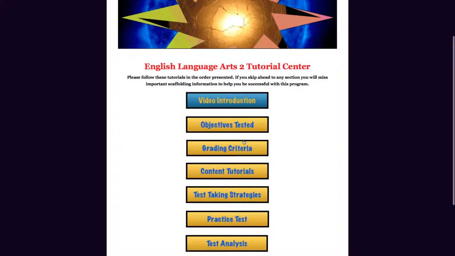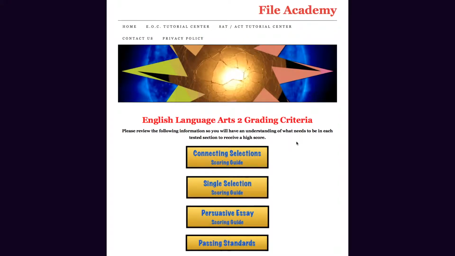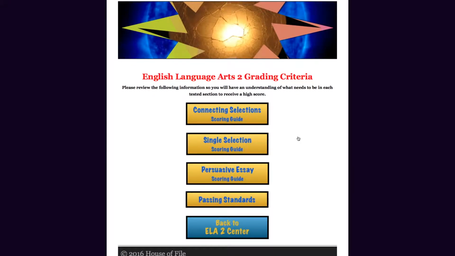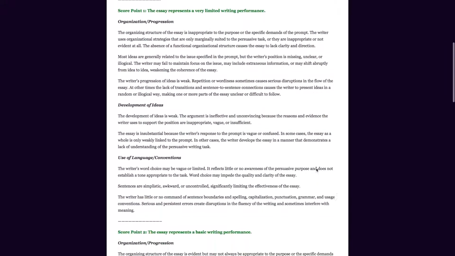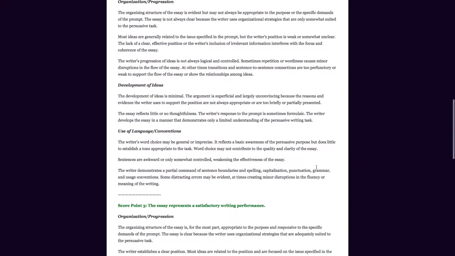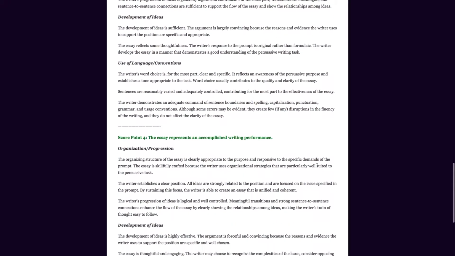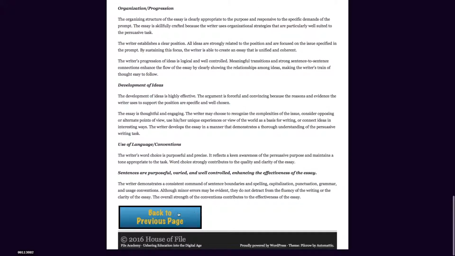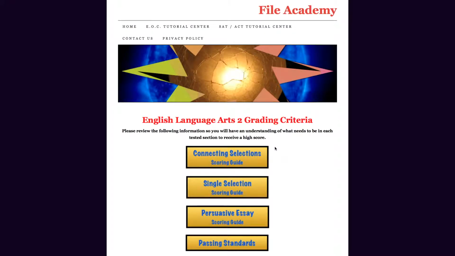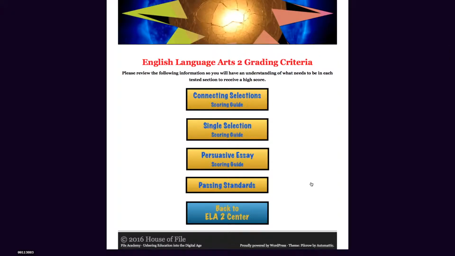Then we also show the grading criteria, and this is the criteria for the actual selections. So say you have a persuasive essay in ELA 2, and this shows what the scoring guide is, what the TEA graders actually look at to give you your score points, 1 through 4. So read over that, and if you know what they're grading, it makes it easier to get a very good grade. We do the same thing for each of the connecting selections and the single selections. These are the short answers that are on the test.